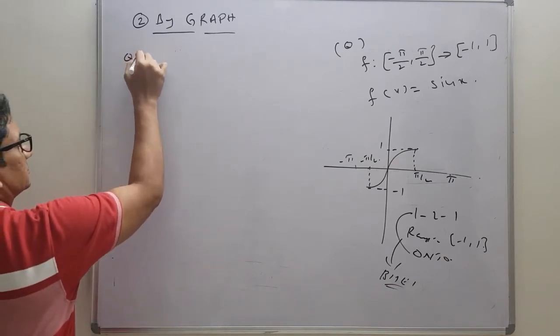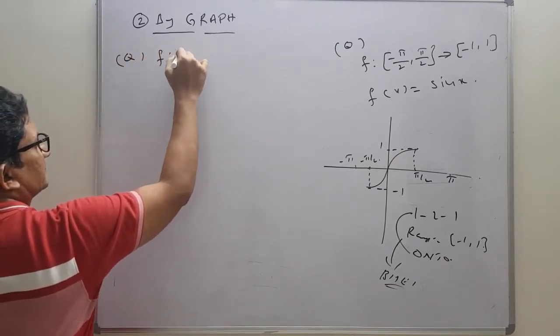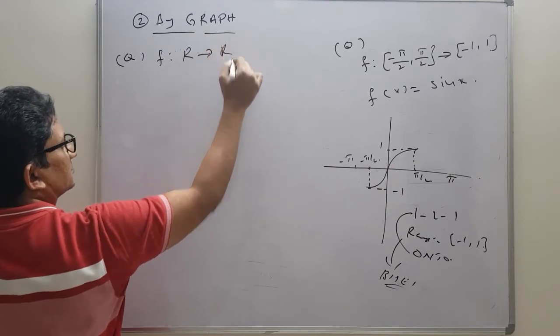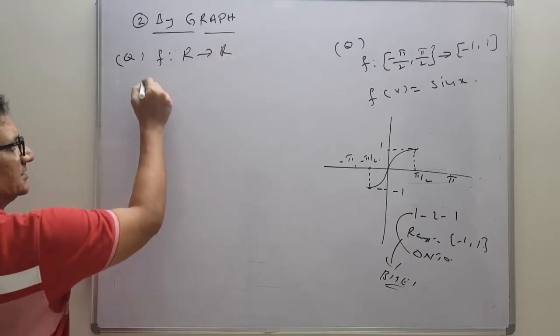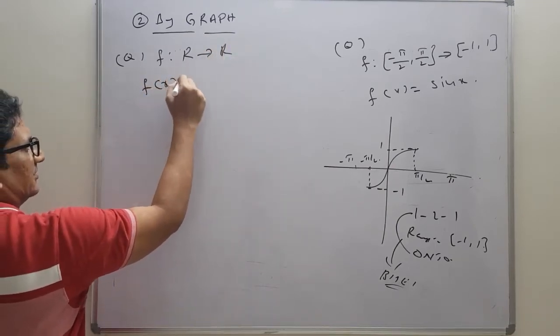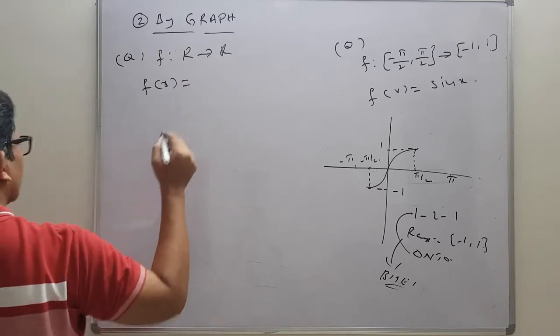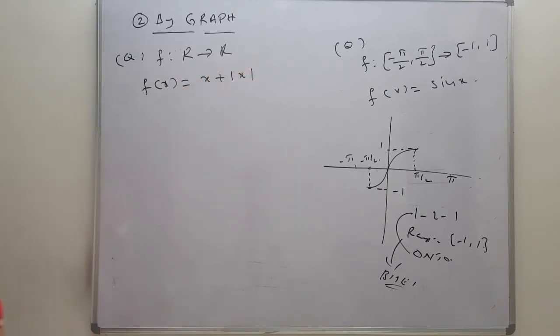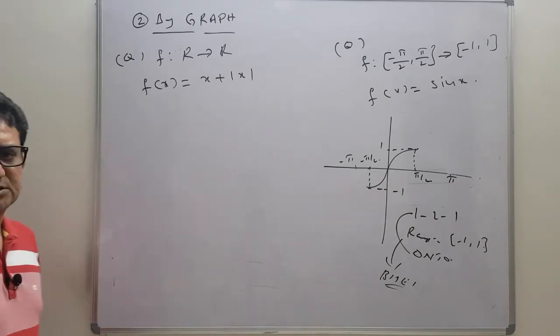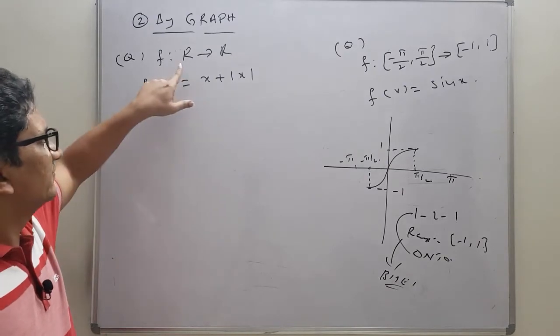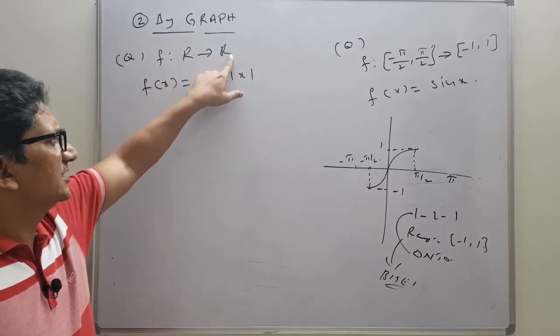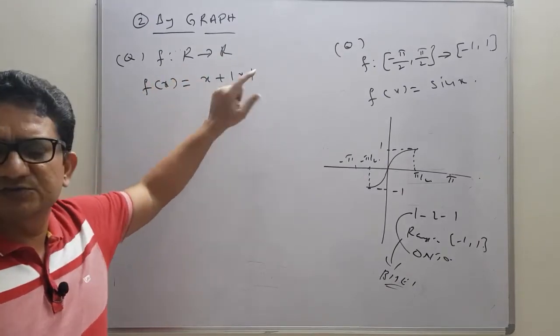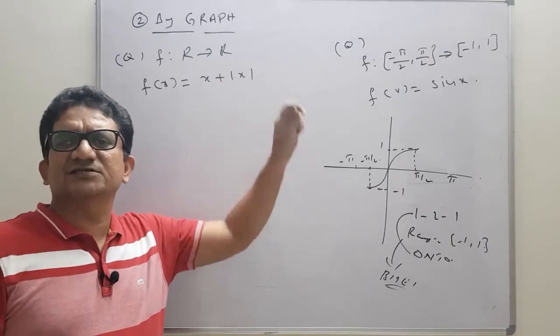Next question. A function is defined from R to R, real numbers to real numbers, such that f of x equals x plus mod x. So now students, to solve this question, see, f of x is defined from real numbers to real numbers such that x plus mod x. We know the status of mod x.